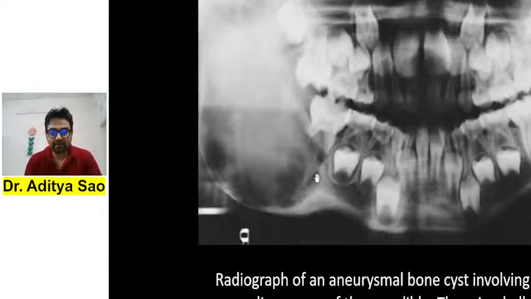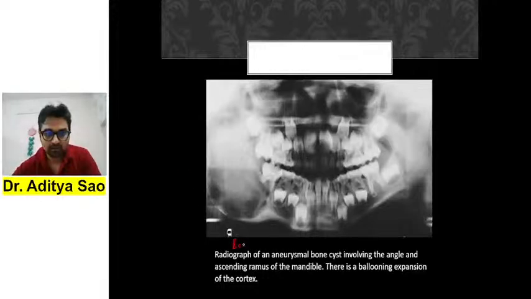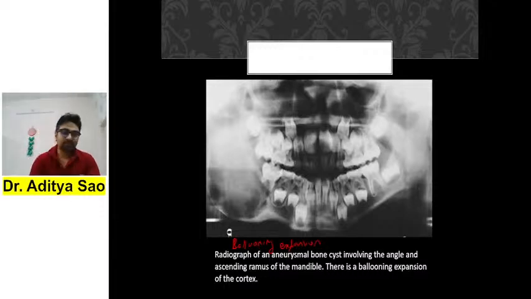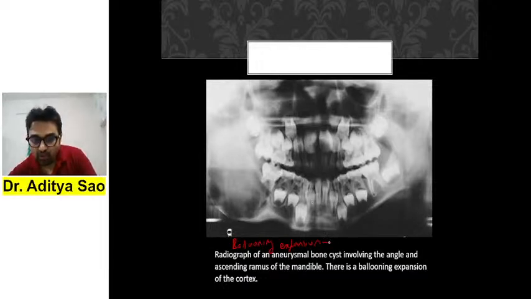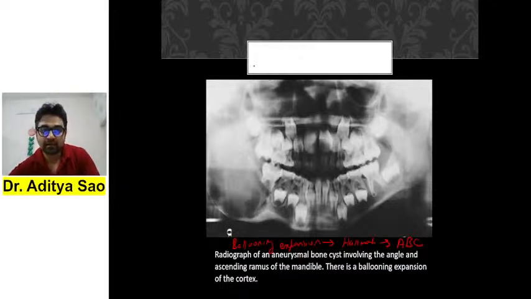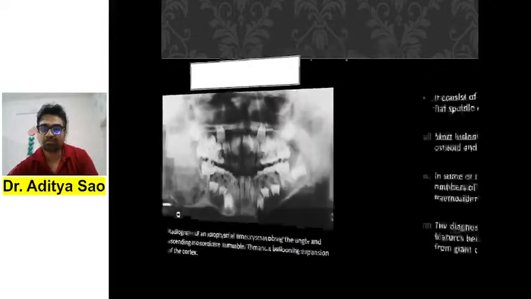This is a ballooned out area. Okay, so you can see here, this area is known as ballooning expansion, and it is a hallmark of ABC, that is your aneurysmal bone cyst. Aneurysmal bone cyst.